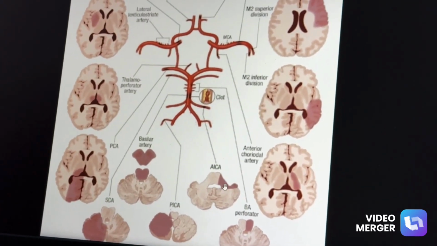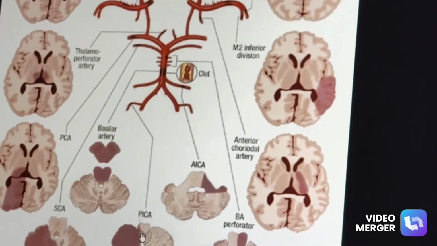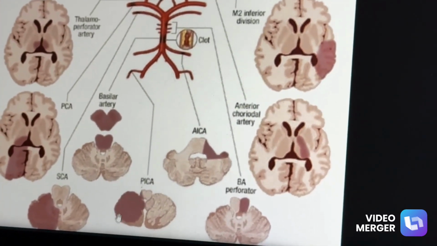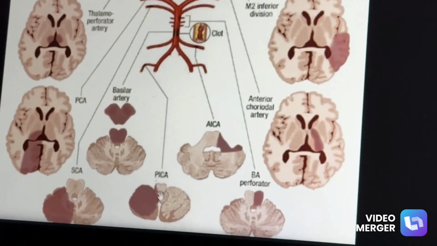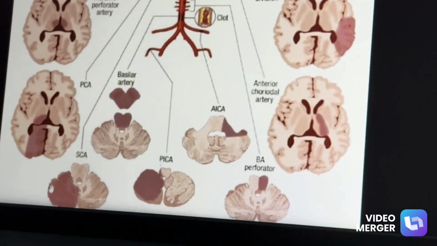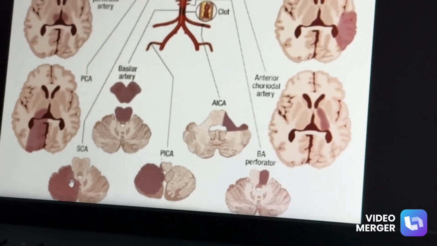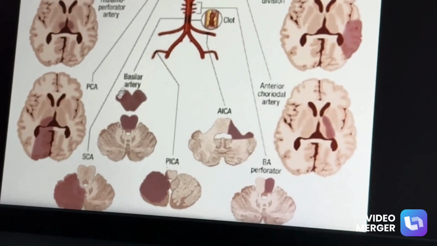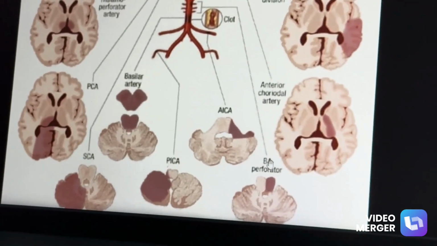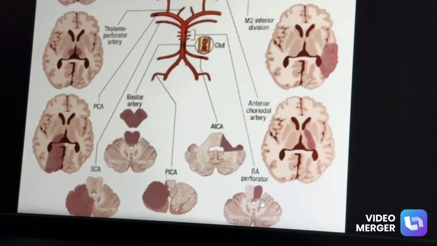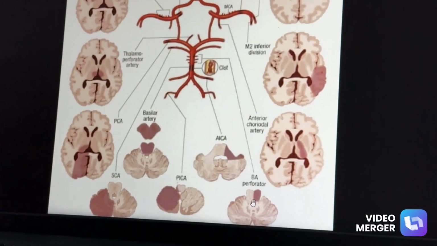The ICA is anterior and lateral. Most of the cerebellar hemisphere is supplied by the PICA. The superior cerebellar artery is at the highest level compared to the PICA. And this is the basilar artery for the pons. And these are the perforators, which share in the medulla oblongata and pons supply.